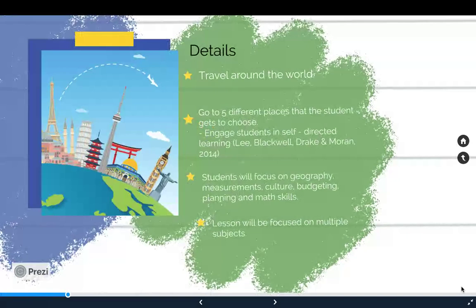The topic for the lesson will be focusing on students planning a trip to travel around the world. The student will choose 5 different places to go. This will allow the students to be engaged in self-directed learning and will make them feel in charge of the lesson. Students will focus on geography, measurements, culture, budgeting, planning, and math skills. This topic will allow cross-curriculum learning to be done.